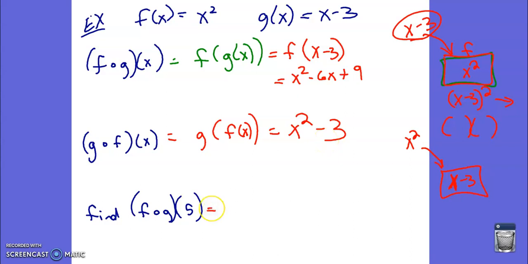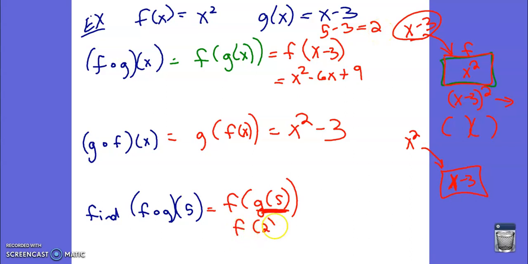This one, more specifically, you're going to take f and then g of 5. If we find g of 5 first, put 5 up here in the g function, and what comes out is 2. So f of 2 now. Now we're putting 2 inside of the f function, and what's going to come out is 4.